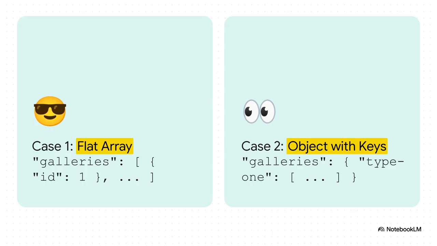The API can return that galleries field in two completely different ways. On the left, you've got a simple, flat array of items. That's clean, it's easy, we love to see it. But on the right, we get an object where the keys are these dynamic types, and then the values are arrays. It's the same data conceptually, but it's being sent in two totally incompatible structures.